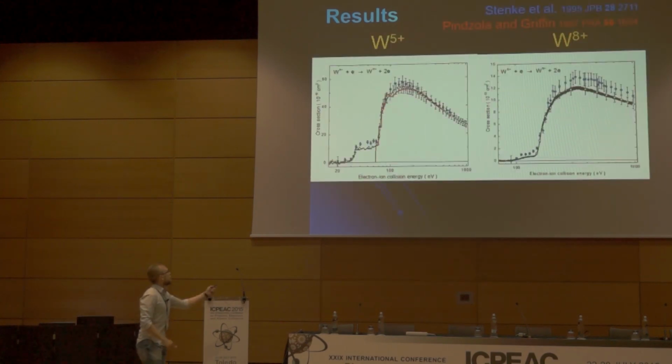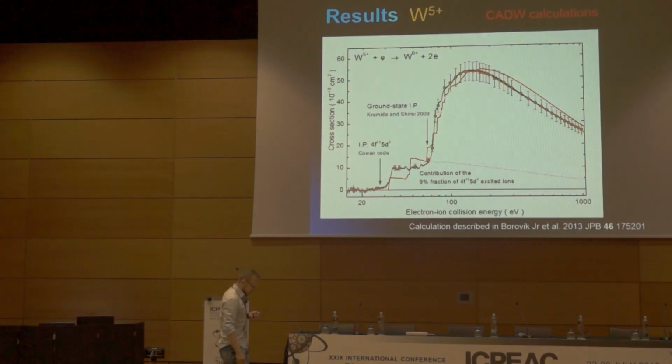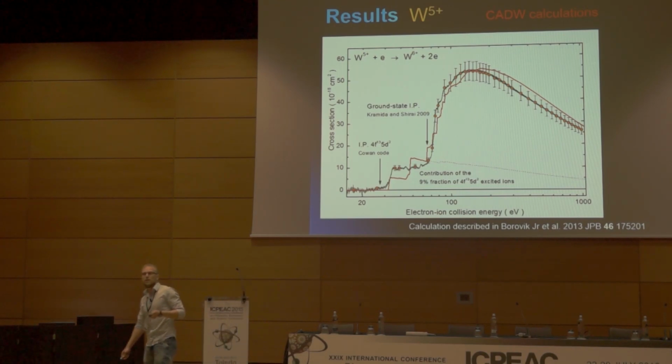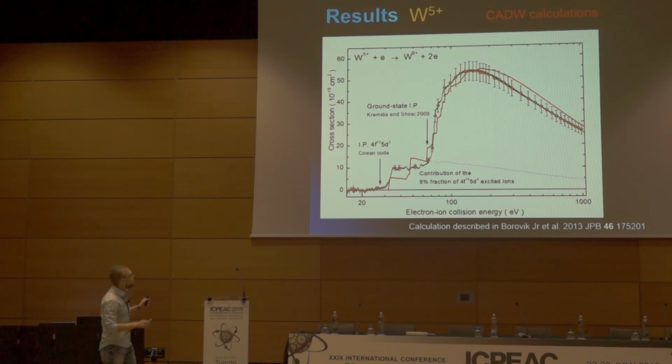As I said, the calculations of Pindzola et al. haven't included the metastable component. And since previously we had success in describing ionization cross-sections of xenon and tin ions by ourselves, we have tried it also for tungsten 5+. And as you can see, it wasn't really successful. So at least we haven't been happy, even by including some amount of metastable states in our calculations.